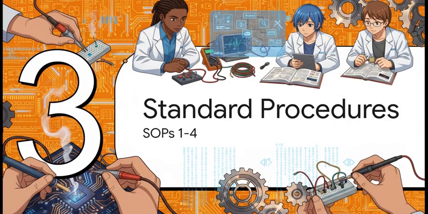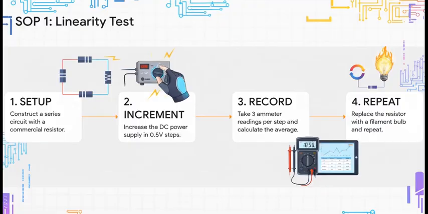Theory is great, but now it's time to get our hands dirty in the lab. We're going to walk through 4 standard operating procedures, or SOPs, that you'll be documenting in your report. Your first mission is SOP1, linearity testing. You're going to build a simple series circuit, slowly crank up the voltage, and carefully record the current.